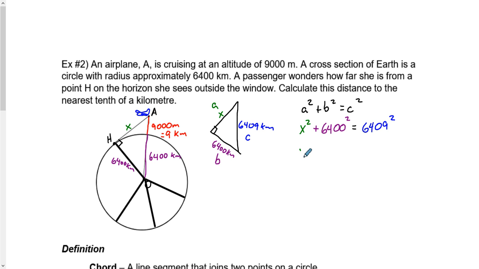When we're solving equations, ideally we simplify our sides first, which means 6,400 squared, 40,960,000, equals 6,409 squared, which is, let's see, what does it work out? 41,075,281. So to get our x squared by itself, we subtract the 40,960,000 from both sides.